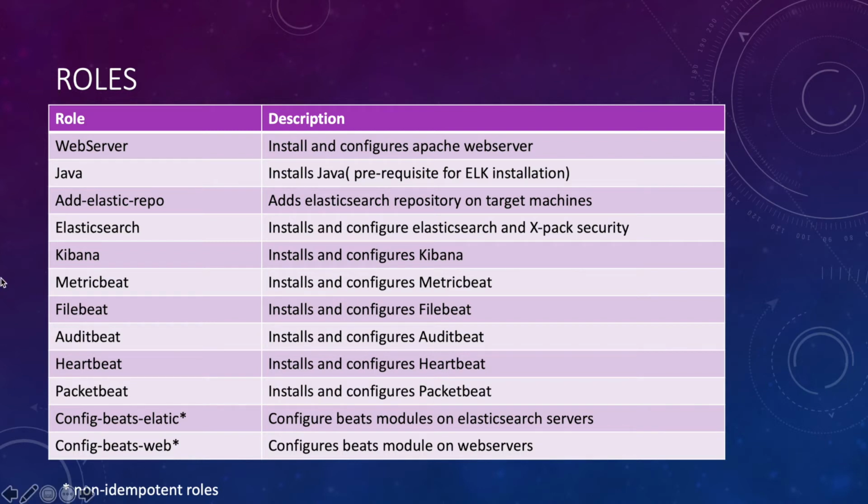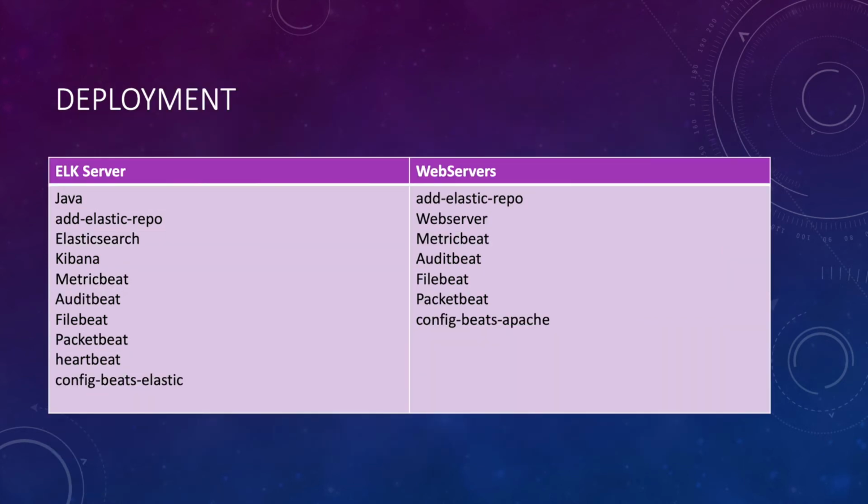Next, we have some beats modules, and for each beat, we'll have a separate role. In the end, we have two roles that are non-idempotent in nature. These roles have some setup commands that are non-idempotent. Therefore, I have hosted all these commands inside these two roles so that all the other roles can remain idempotent and can be reused. Now, let's have a look at how these roles will be deployed across our servers.